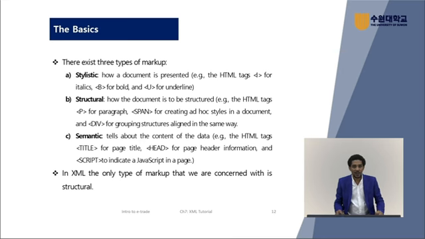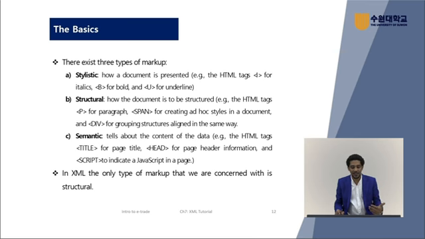So we actually have three types of markup. We have stylistic markup, we have structural markup, and we have semantic markups. So XML is basically focused on structural markup, okay? But for example, if you take HTML, it focuses more on stylistic markup, okay? How a document is presented.